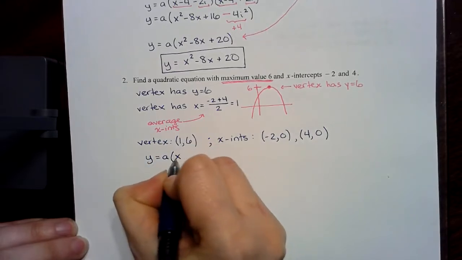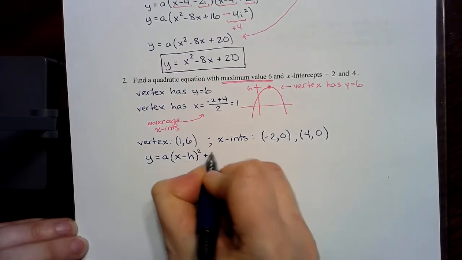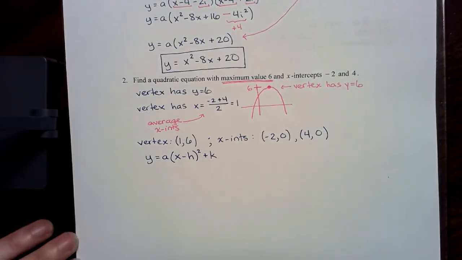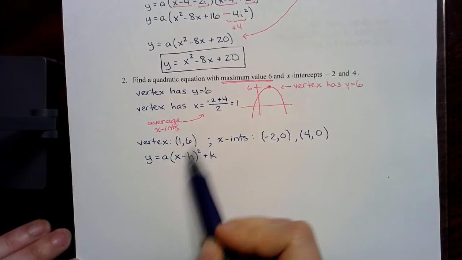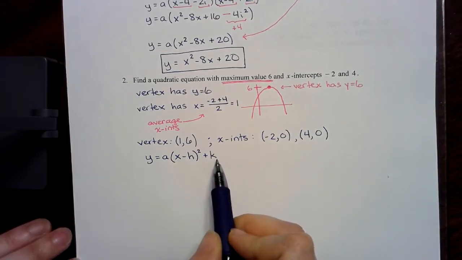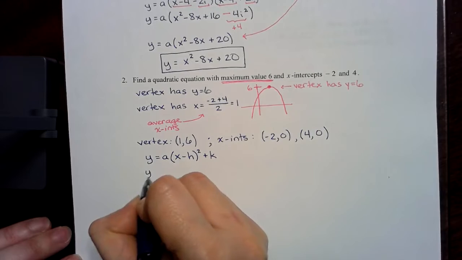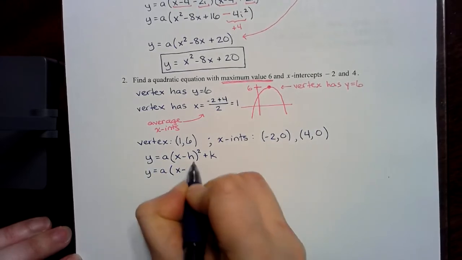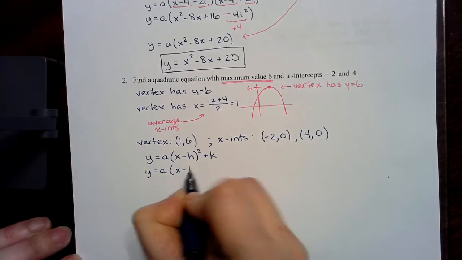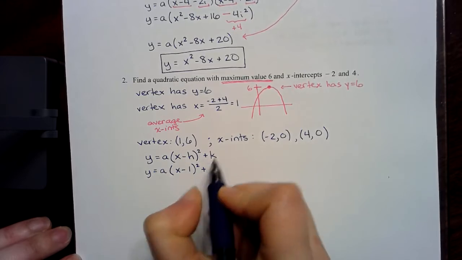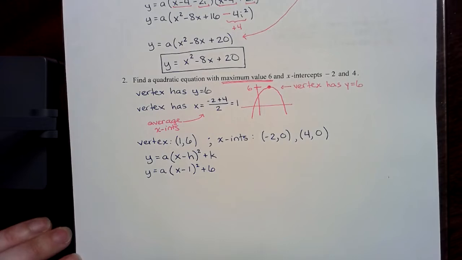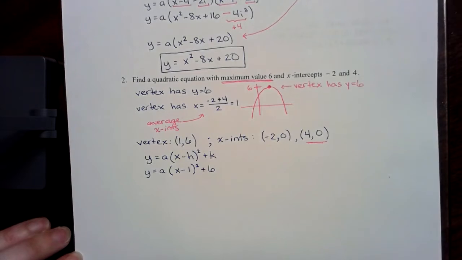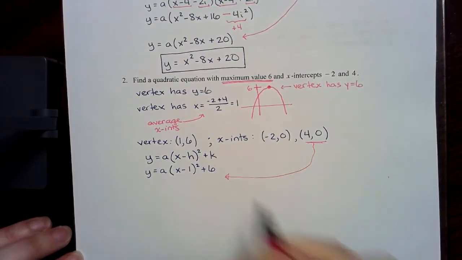So in general, vertex form looks like y = a times (x minus h) squared, don't forget the square or it won't be a parabola, plus k. And in this case, my h is 1 and my k is 6. And we need to actually find what a is because we are given more points. So I'm going to pick the one that doesn't have any negatives in it to plug in.